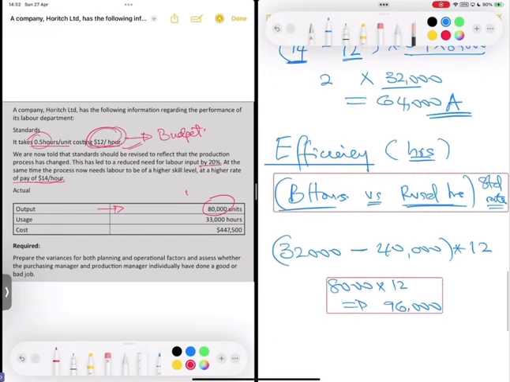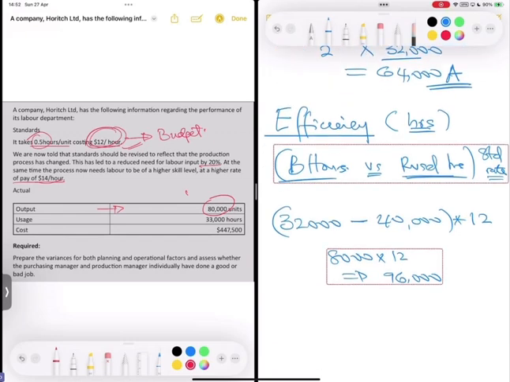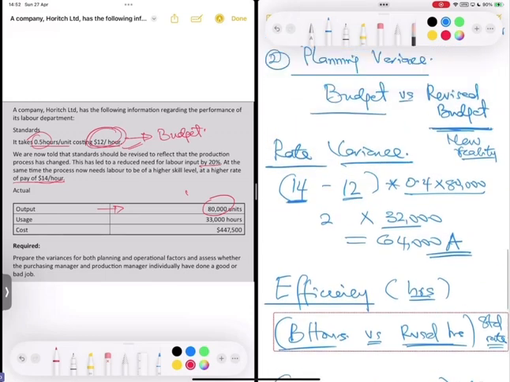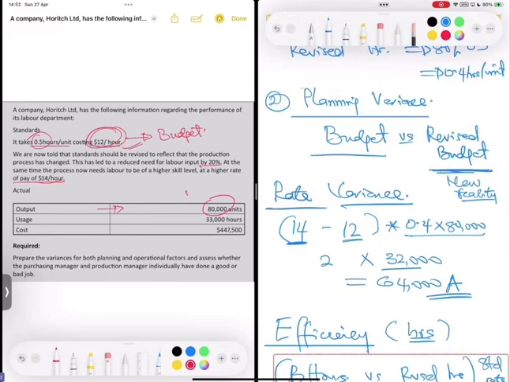Favorable or adverse? Because it's important. I always like to ask, because if you don't understand, you will also struggle to know whether it's favorable or adverse. Why did we use 12 instead of 14? 14 is not the standard rate. It's the actual one. I've told you, you never do valuation at actual price.